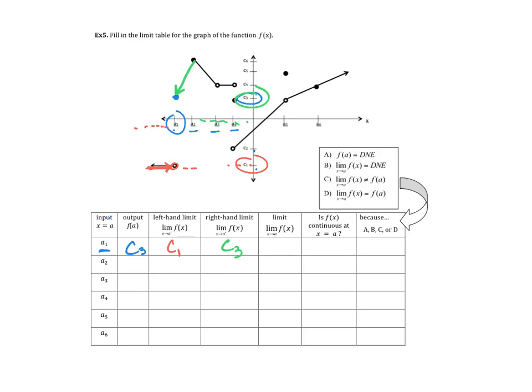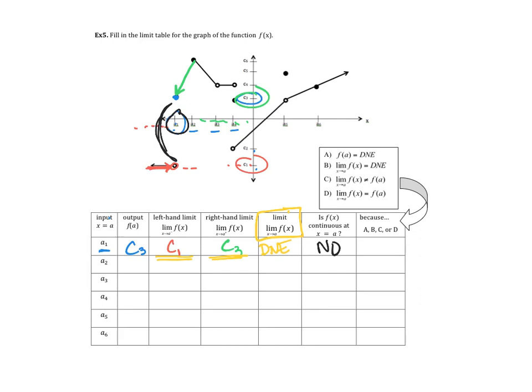If your left-hand limit and your right-hand limit are different, does the limit exist? No, the limit does not exist because my left-hand limit and my right-hand limit are different values. They're C1 and C3, so my limit does not exist. Is this graph continuous at a sub 1? No, you can see here it has a jump discontinuity, so no, that is not true.